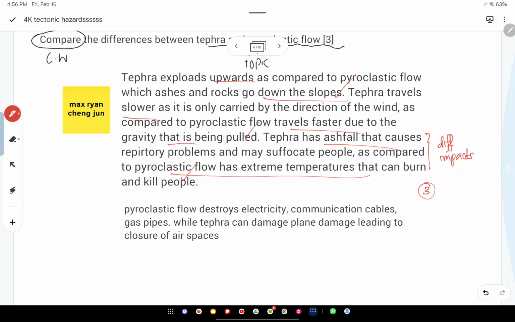So be careful what you choose to write. Okay, it's comparing the difference between tephra and pyroclastic flow. It's not a difference between the impacts of tephra and pyroclastic flow. Okay, if you feel a bit confused, you rewind back. The explanation is relatively clear. You just need to listen through it.